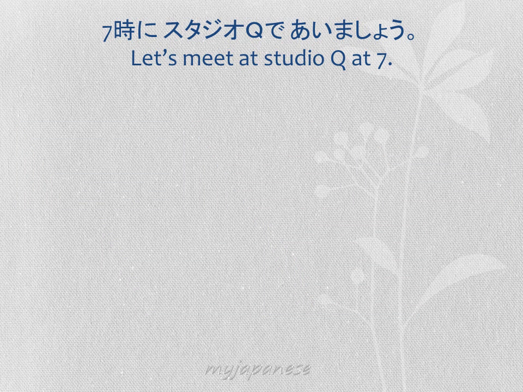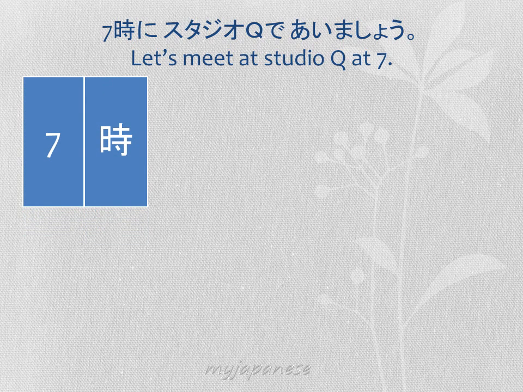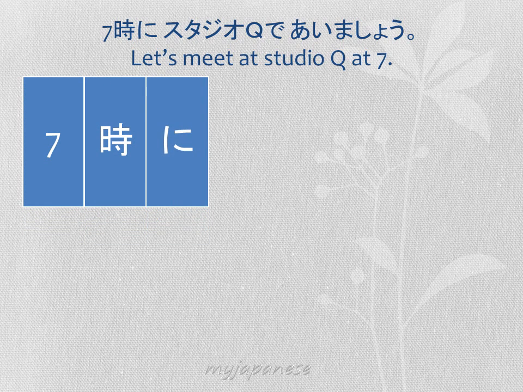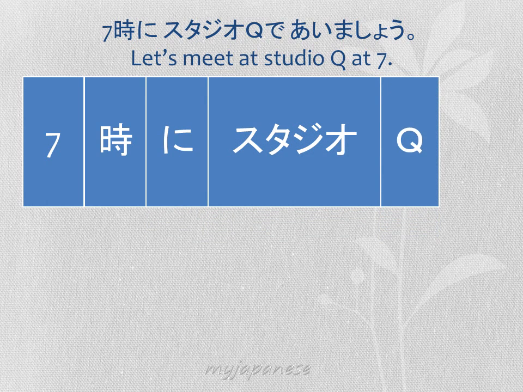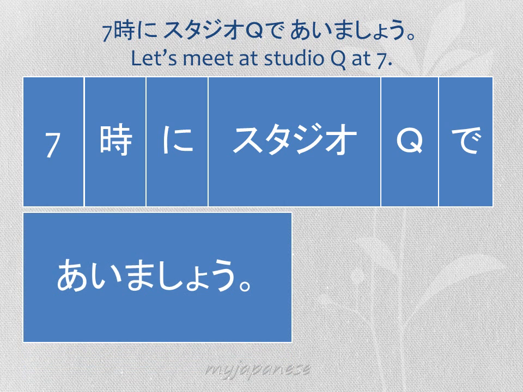Look at the sentence. 7時にスタジオ Q で会いましょう。Let's meet at Studio Q at 7. This sentence is written with number, kanji, hiragana, katakana, romaji, and hiragana again. Very unique, right?